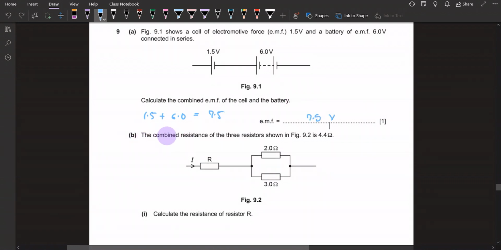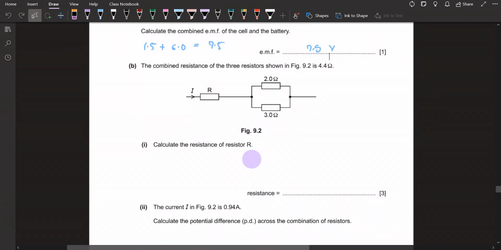And part B says the combined resistance of 3 resistors shown in figure 9.2 is 4.4 ohms. Part I says calculate the resistance of R. So to find out R, what we can do is total minus this, which is gonna give us R. So our total is 4.4, and we have to find, let's say this is X, minus X is gonna give us our value for R.